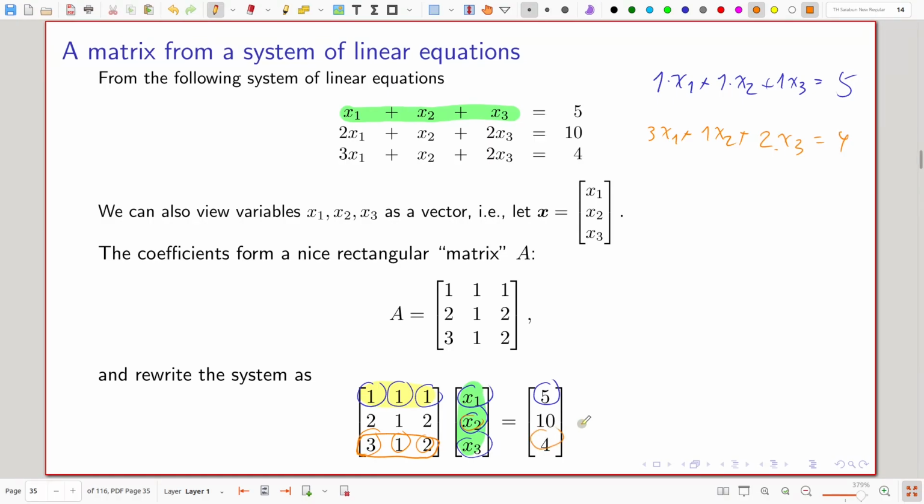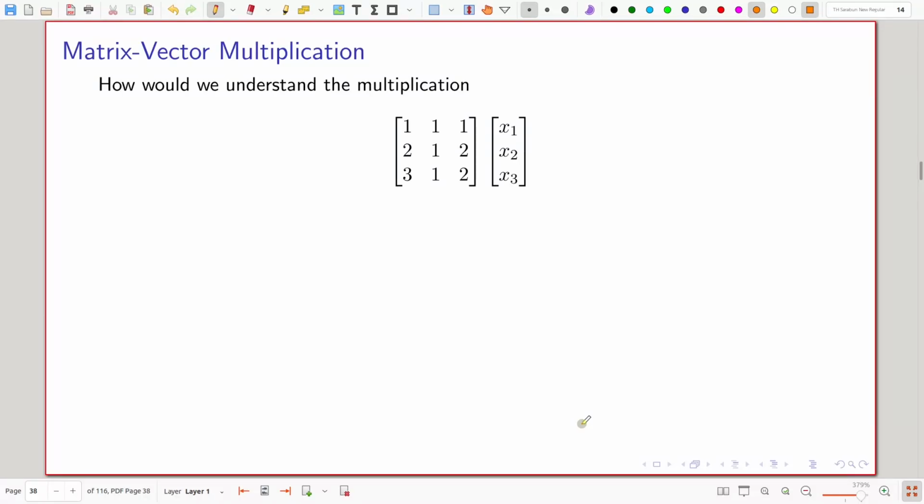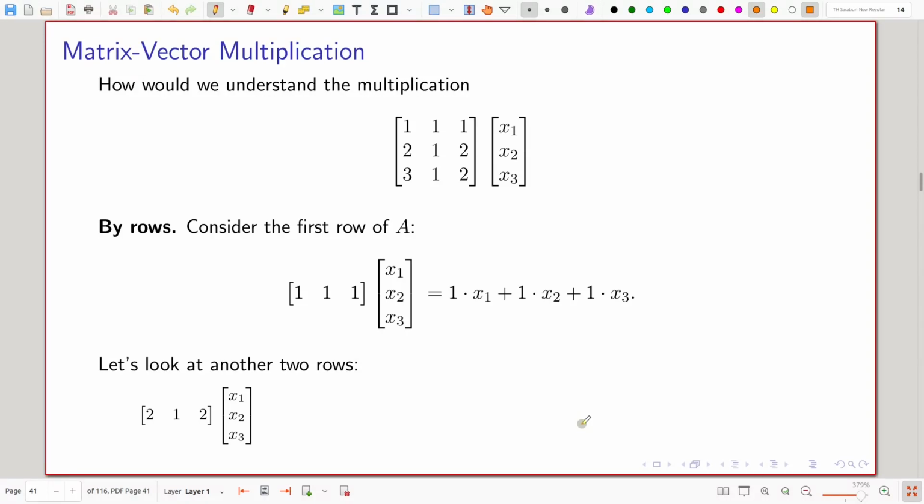This is what we usually think of when we look at matrix vector multiplications. Let me go really fast. We can look at them by row. This is the first row, and the first row multiplied with this vector gives you this. If you have another row, 2, 1, 2, you have that, and then you have that.